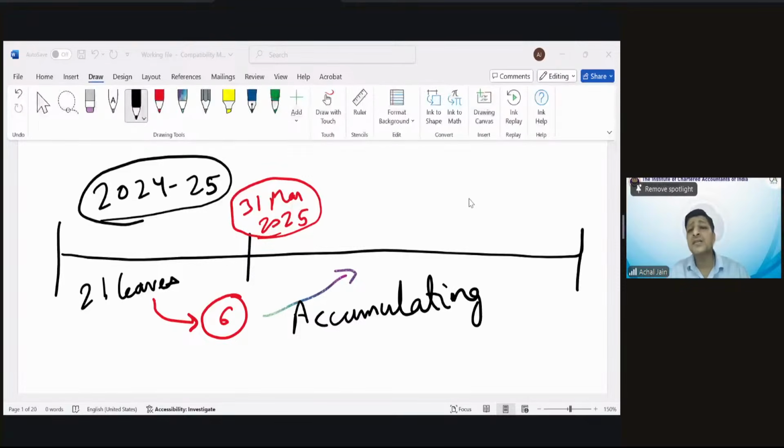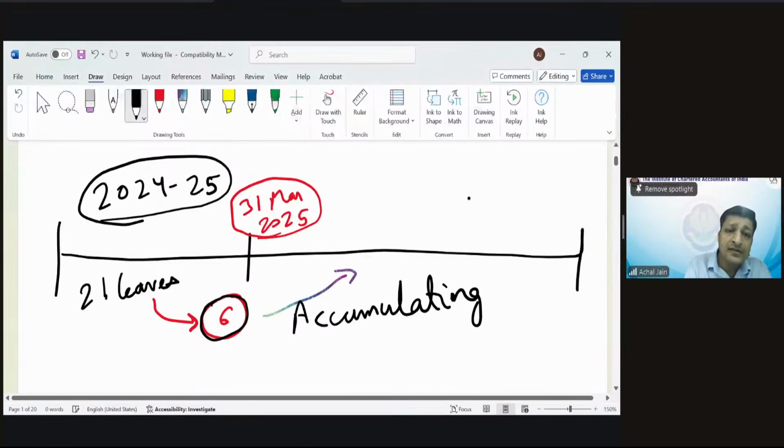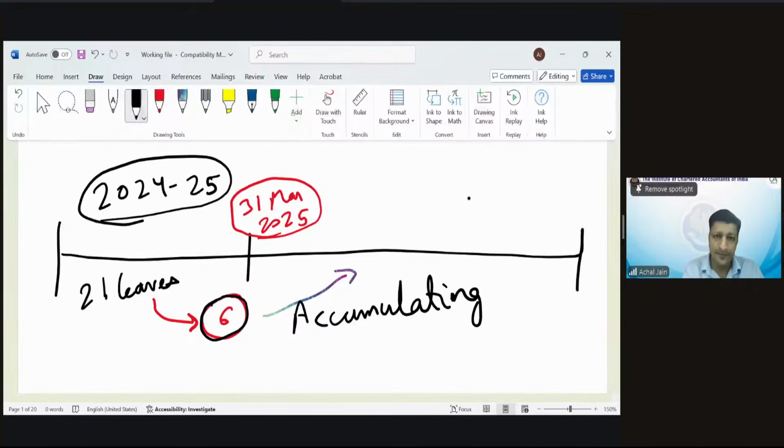Now, why is this important and why is this relevant at all for the purposes of our discussion in relation to short-term employee benefits? See, if let's suppose there are leaves, 6, which are not yet availed by the employee, correct?